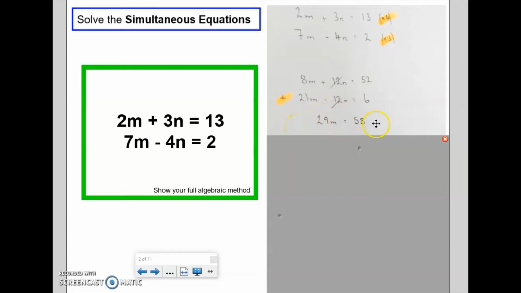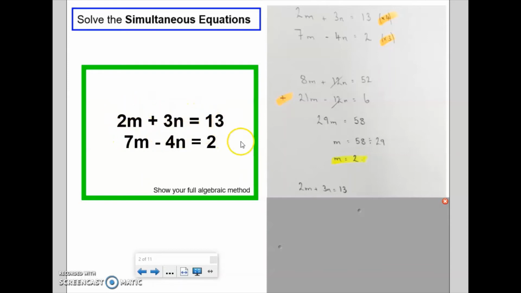29m equals 58 is a nice one-step equation. If I divide both sides by 29, I find that the value of m is 2. I'm halfway through the equation at this point, so I'm going to pick one of the equations. I've picked the first equation over here because it looks slightly easier, and I'm going to substitute m equals 2 into this value here. Then I'm going to solve for n to find the second variable.